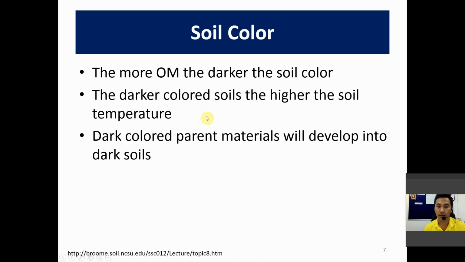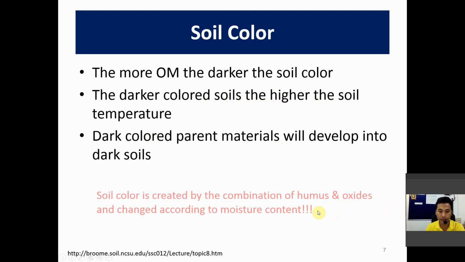So this is a statement that generalizes the idea of having different portions of soil components, like I showed before. It gives you statements like: the more organic matter, the darker the soil color. The darker the color of soil, the higher the soil temperature, according to how the soil can absorb much more light when it has a darker color. The darker color parent materials will develop into dark soil. This is a very general statement that you might want to keep in mind.